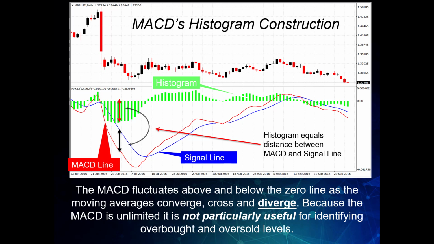The MACD fluctuates above and below the zero line, and as the moving averages converge, cross and diverge, it gives you these movements. Because the MACD is unbounded, it is not particularly useful for identifying overbought and oversold levels.